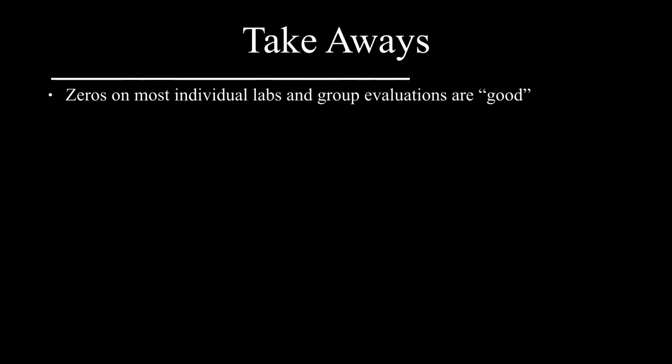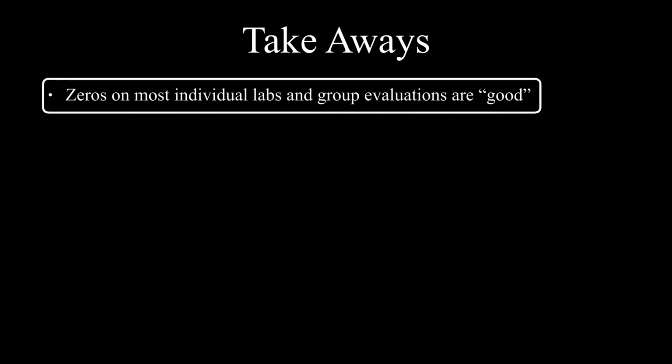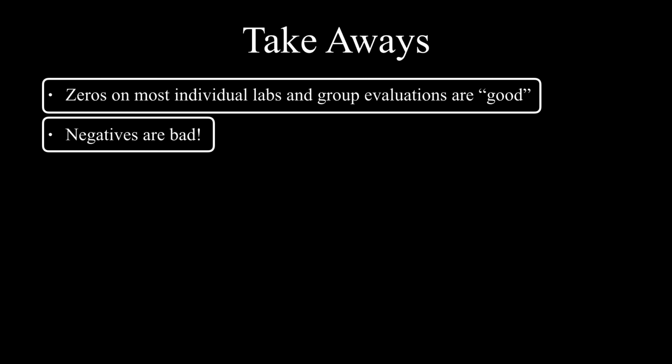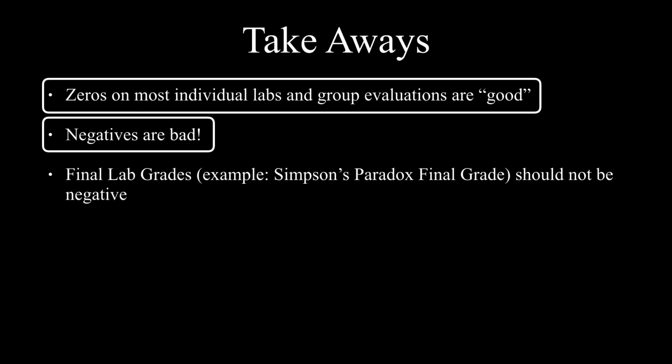The main points that I want you to take away from this is that zeros on most individual labs and group evaluations are not necessarily a bad thing. They are an indication that you did not receive any deductions. Negatives are bad. They negatively affect your grade. Final lab grade, such as the Simpson's Paradox final grade you saw in the previous example, should never be negative. The lowest you should get in a final grade row is a 0. Contact your instructor to make sure that no error was made in the Grade Center.